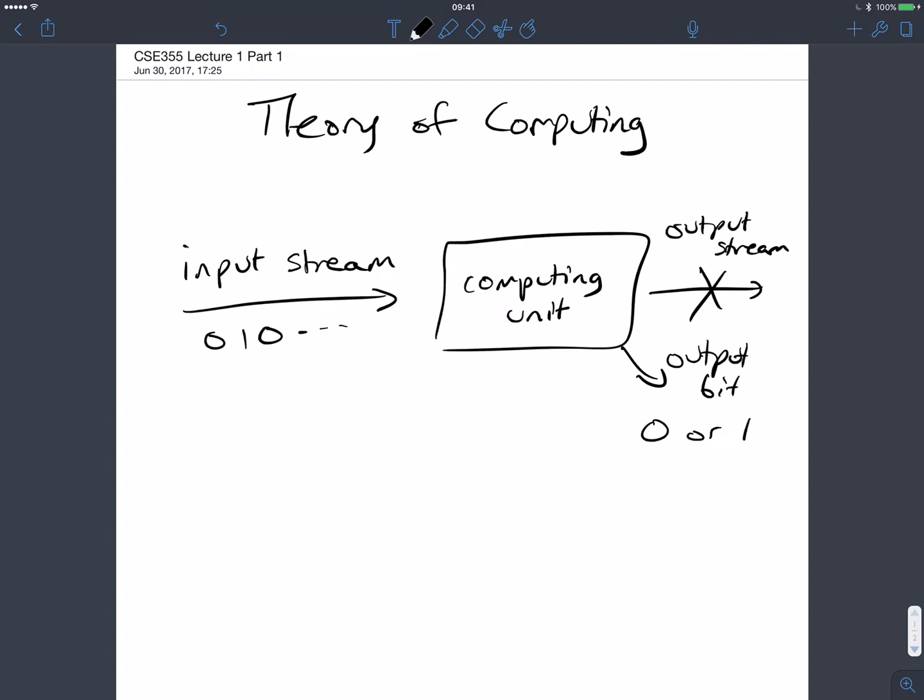I claim that this doesn't change the model, but it makes things a lot simpler, because all we need to think about is that input produces a single bit, a 0 or a 1. Or let's say accept or not accept. I accept this input in the case of 1, or not accept in the case of 0. What else do we fundamentally need?